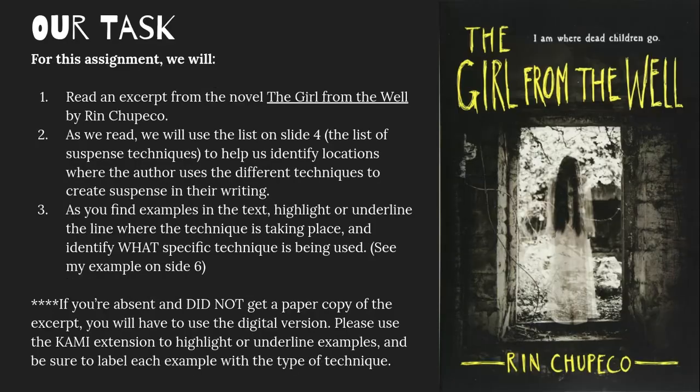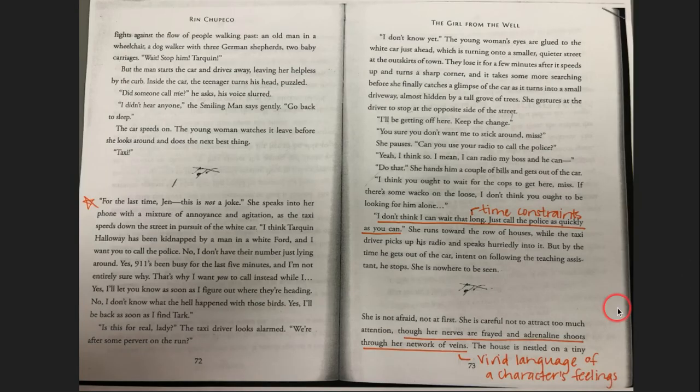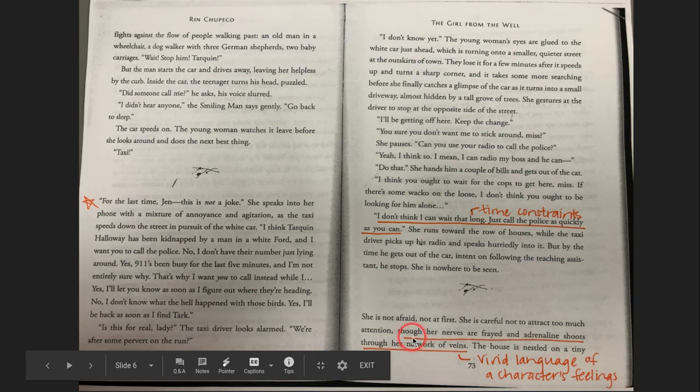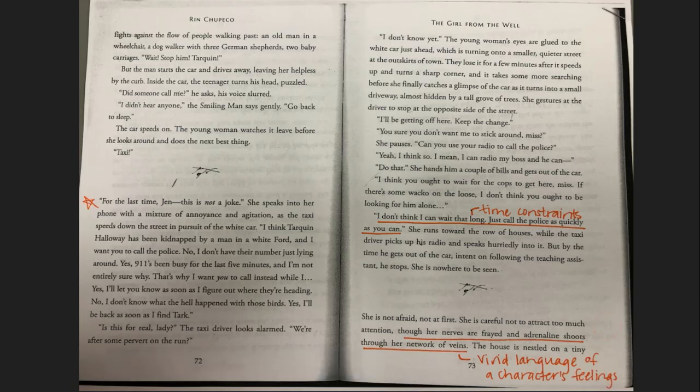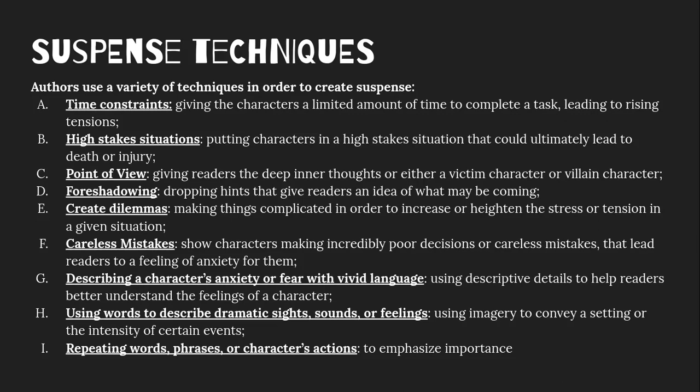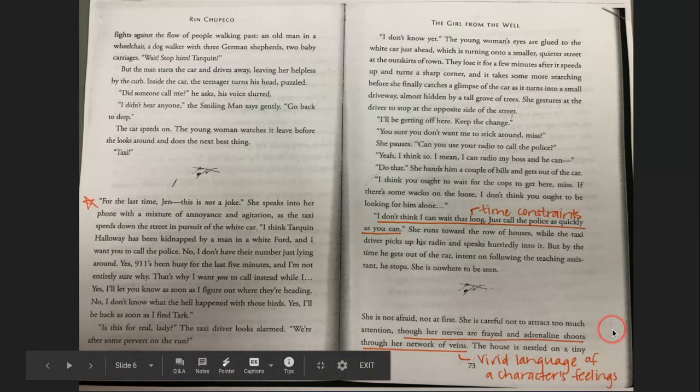As I read on, I noticed down here that it's talking about how her nerves are frayed and adrenaline shoots through her network of veins. That's telling me how scared she is. So I went back to my examples and asked, which one of these really focuses on helping us understand how scared a character may feel? I noticed that it was G, describing a character's anxiety or fear with vivid language. So I underlined it and I wrote, vivid language of a character's feelings.